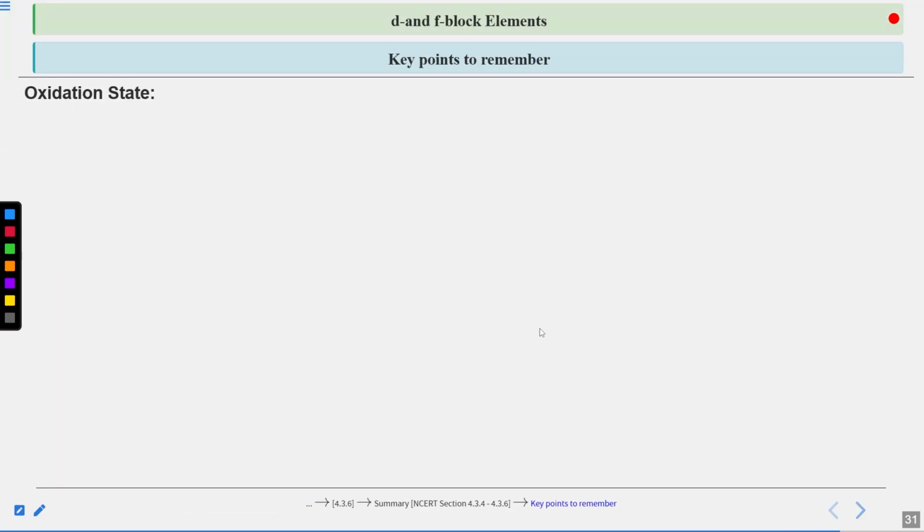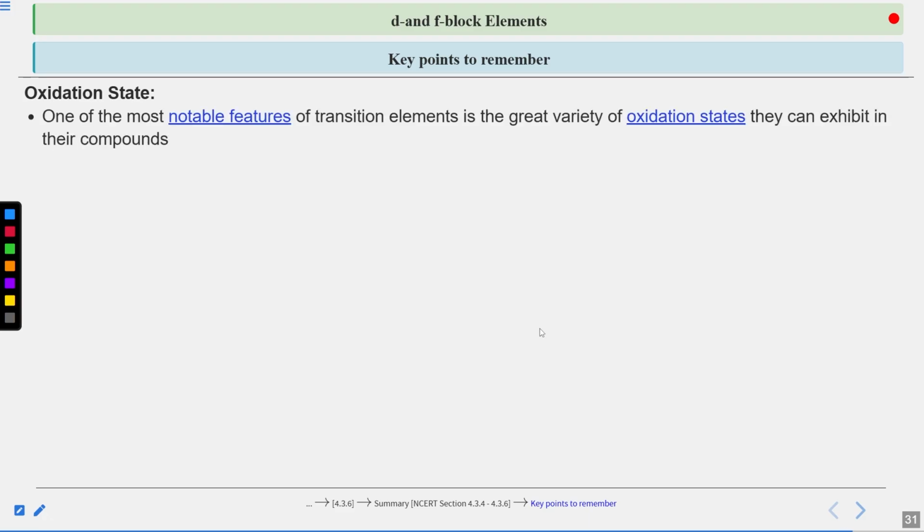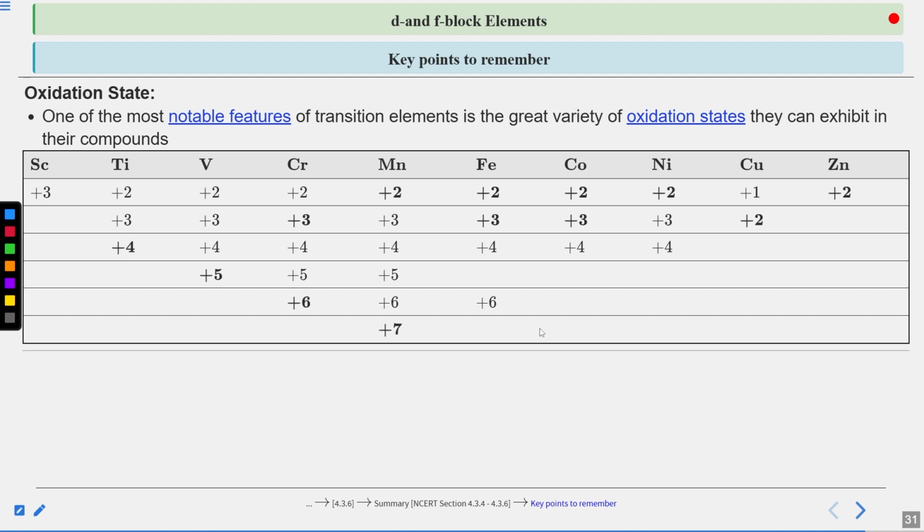Now some key points to remember. The first one, oxidation state. One of the most notable features of transition elements is the great variety of oxidation states they exhibit in their compounds. So this was the table where we observed in the first series how the oxidation states are shown by the elements. In the middle or near the middle, we have seen that the maximum number of oxidation states are shown by the elements, and at the left and right extremes, the number of oxidation states is decreased.